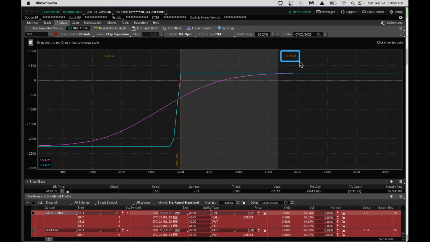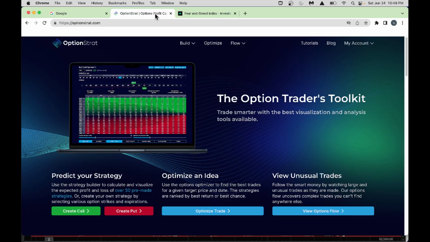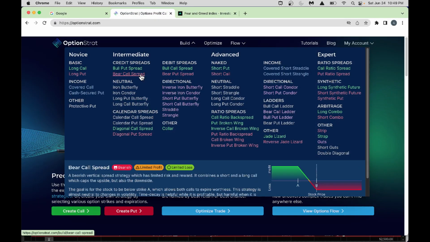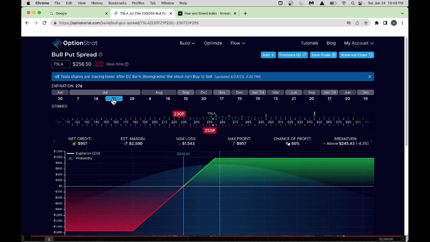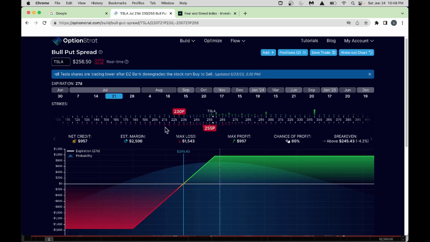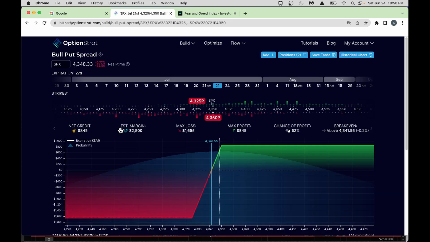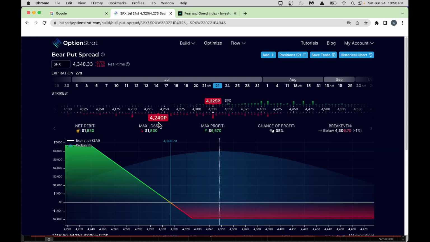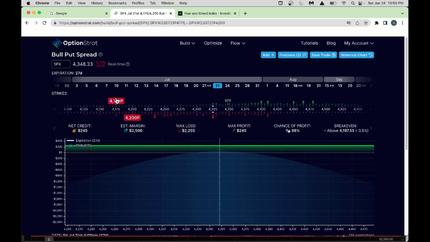And for the folks who may not have this here, we could go into the optionstrat platform, and you could go here and build a bull put spread. Look, what we'll do is we are already in July 21st. There you go, 27 days out. And let's go to SPX. There you go. And our short strike is 4200 right here. And we are buying back at 4175 right there.